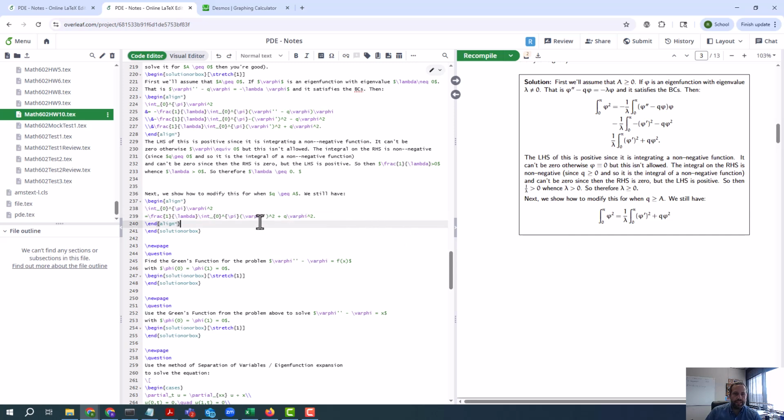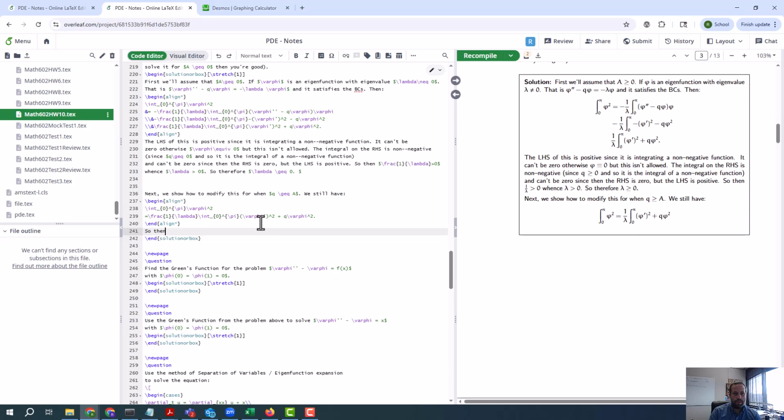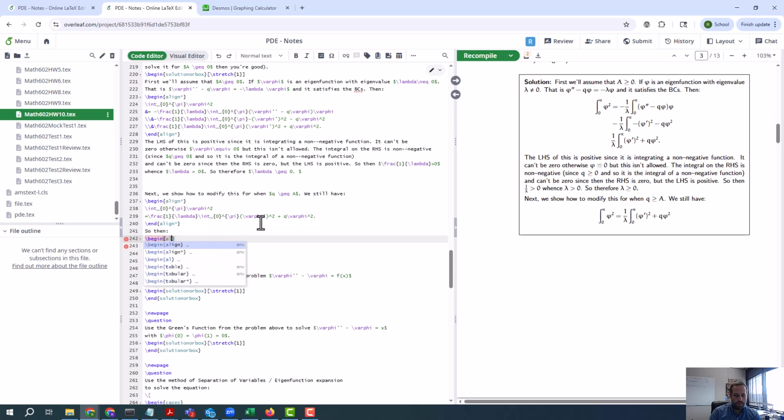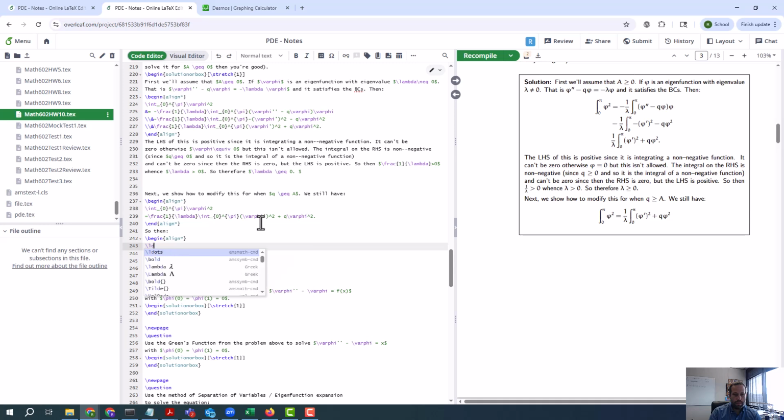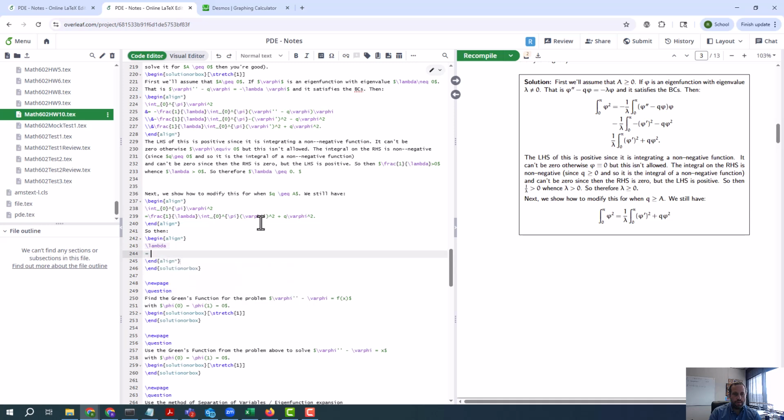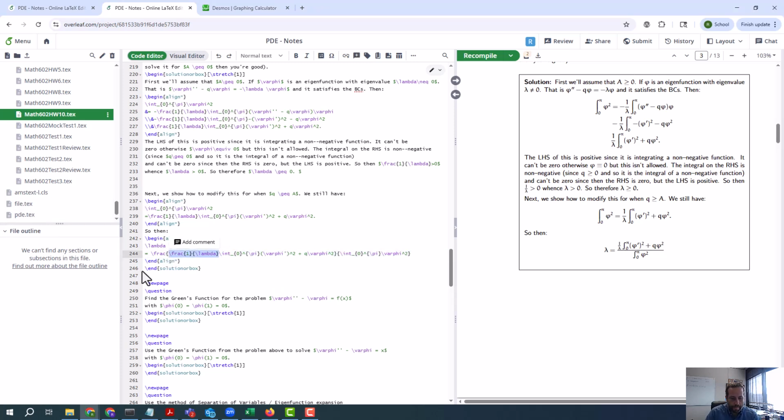We're going to rearrange this and basically get the Rayleigh quotient. So in the denominator, we're going to have this. And then in the numerator, we're going to have this. Like that. Okay, let's see how that looks. Not quite, because I don't want that lambda there, do I? Okay. So this is what we have.